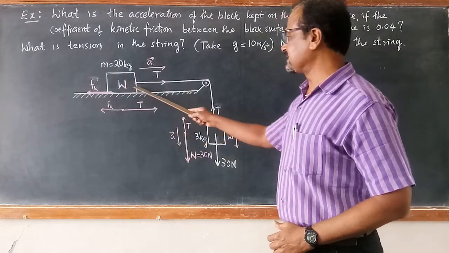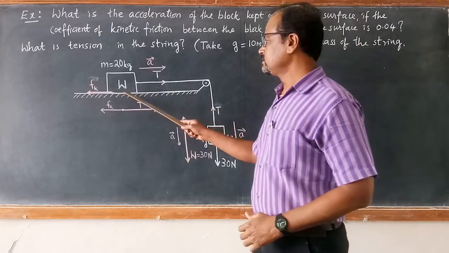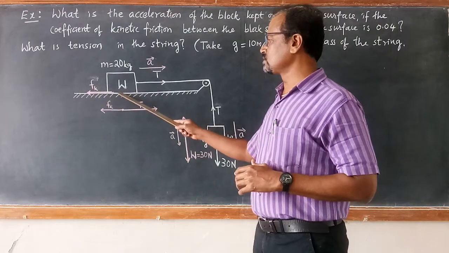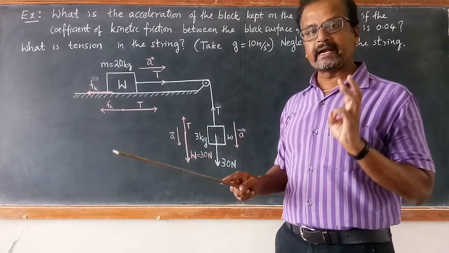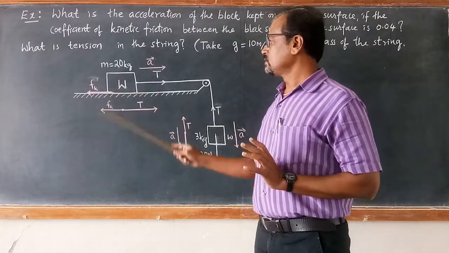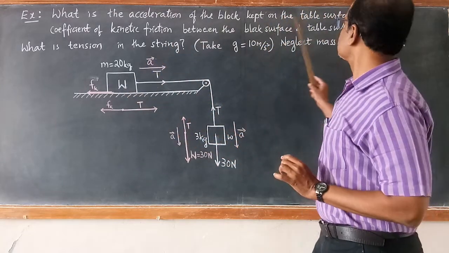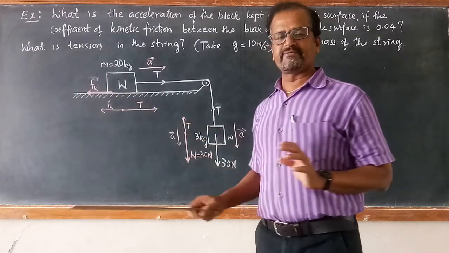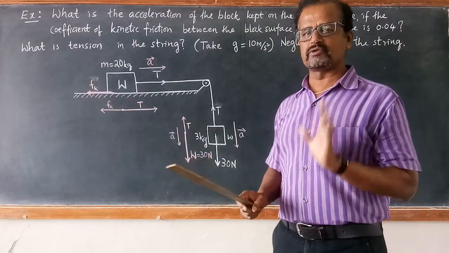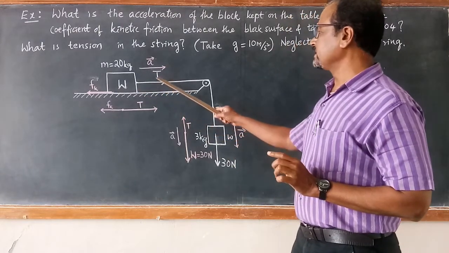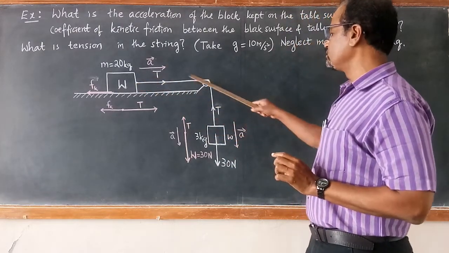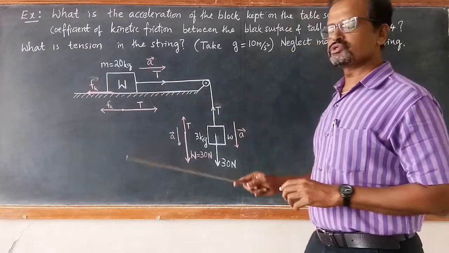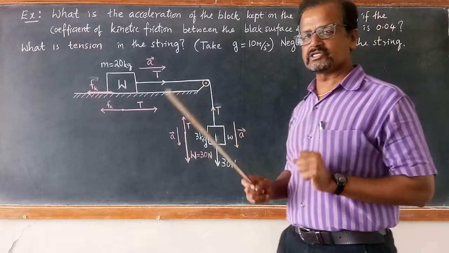So when the block is set into motion, we know that the parallel component of force which opposes the relative motion between the two surfaces in contact, kinetic friction, comes into play. If the coefficient of kinetic friction between the two surfaces is 0.04, you are asked to find out what is the acceleration of the block when it moves in this direction. When the load pulls down, this heavy block moves towards the right side. What is the acceleration? This is the question.